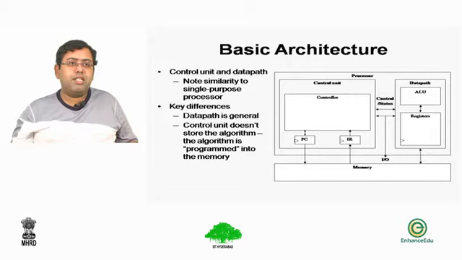Coming to the basic architecture of the system, it depends upon the kind of embedded core we are using. Now, if it is a general purpose processor, it is basically based on sequential fetch, decode and execution of instructions. In case of a general purpose processor, the data path is general, but the control unit doesn't store the algorithm. The algorithm is programmed into the memory.